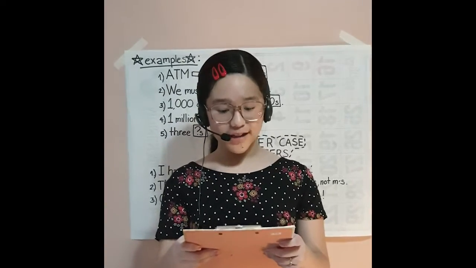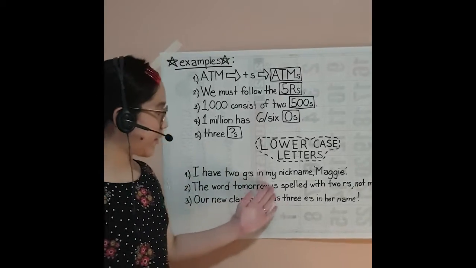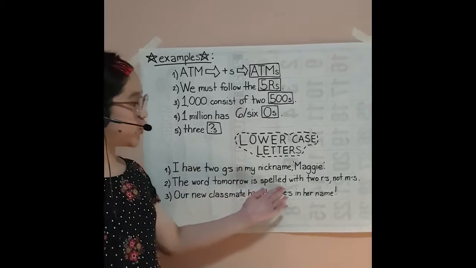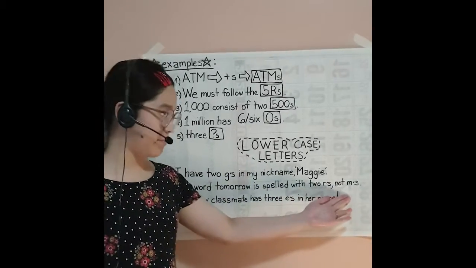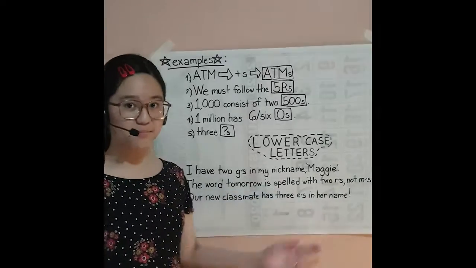However, for letters in lowercase, we form their plural by adding an apostrophe and s. Here are some examples. I have 2 g's in my nickname Maggie. The word tomorrow is spelled with 2 r's, not m's. Our new classmate has 3 e's in her name.